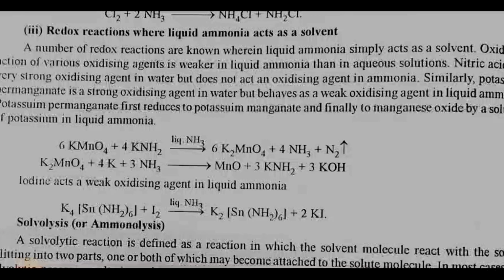Similarly, potassium permanganate is a strong oxidizing agent in water but behaves as a weak oxidizing agent in liquid ammonia. Potassium permanganate is first reduced to potassium manganate and finally to manganese oxide by a solution of potassium in liquid ammonia.